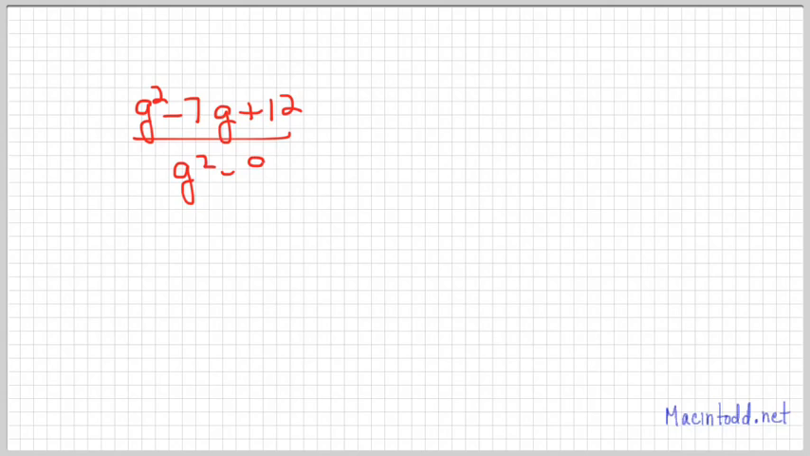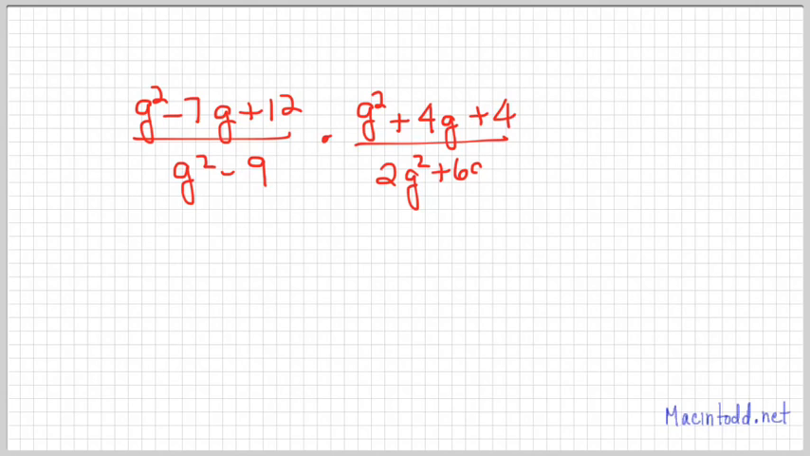Let's do one that's a little bit longer. Let's do g squared minus 7g plus 12 over g squared minus 9. I cannot cancel those g squareds. They are not factors. They are terms. You get tired of me saying that, but we have to resist that urge to do that. So there's my multiplication problem.